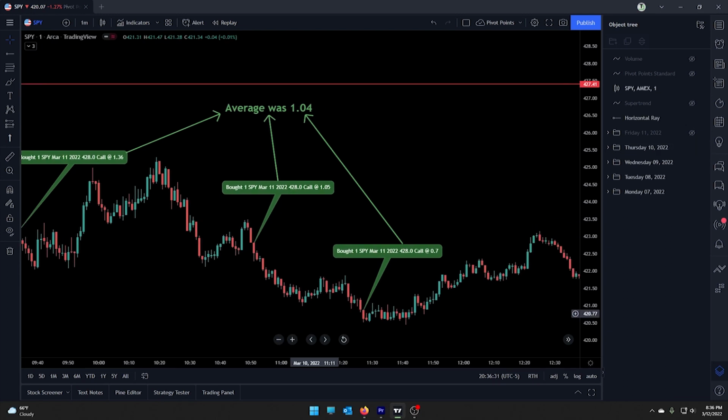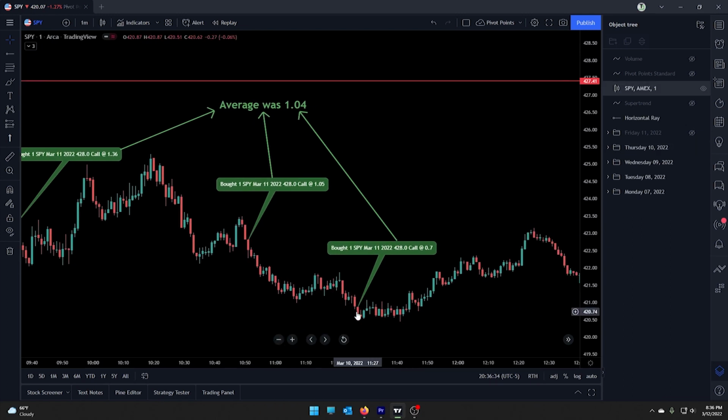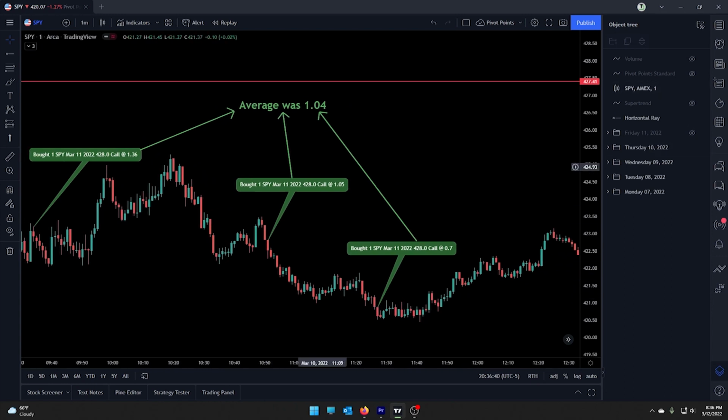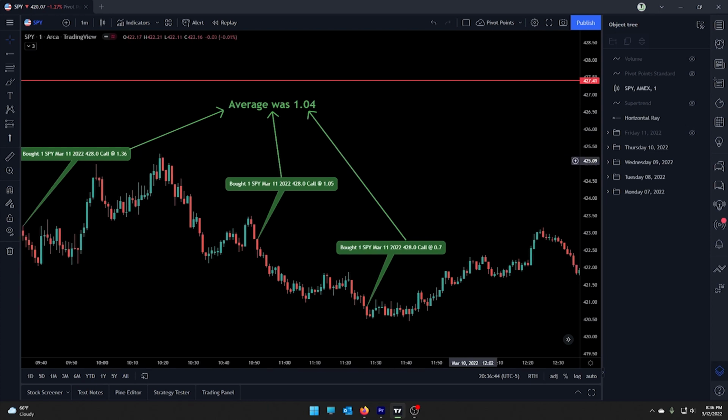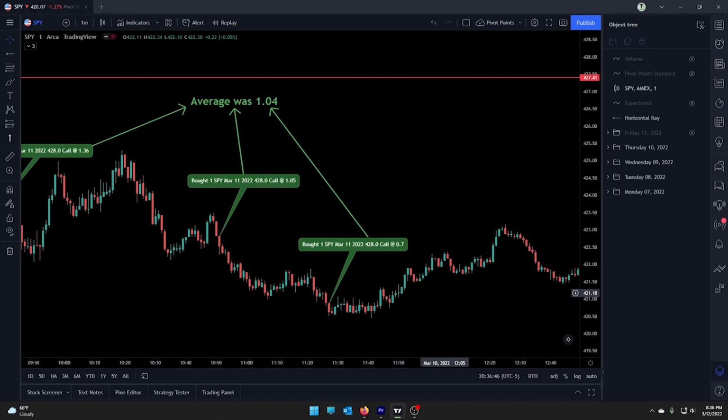And then I bought another call to average down even farther for $70. The three of these combined averaged to be $104 per contract. At that time, I didn't have much more than that in my account. So if this didn't work, I was going to take a massive hit and set myself right back to square one on this tiny account.